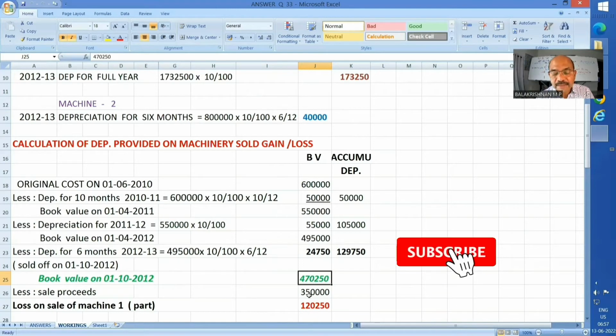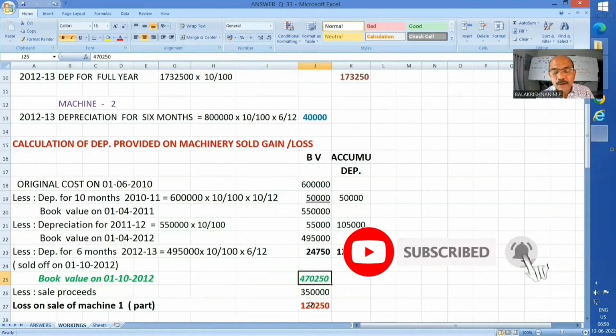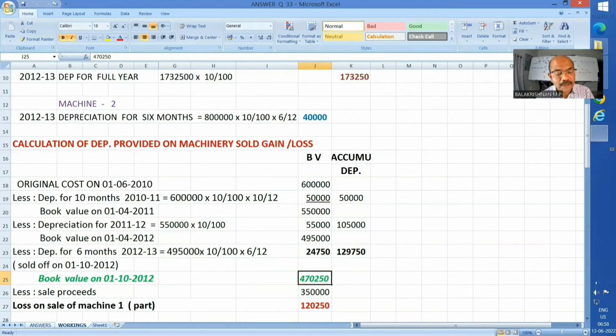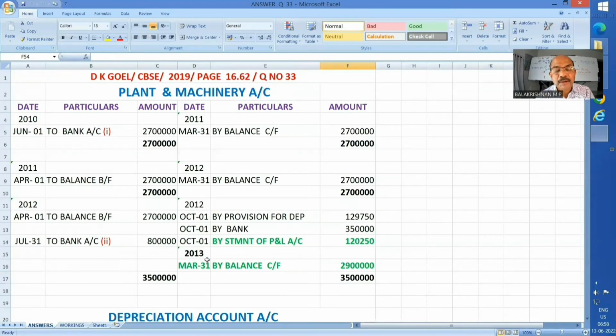Against that, we realized 3,50,000. Naturally, loss to the extent of 1,20,250. What's the entry for it? I have already explained to you. Statement of profit and loss account debit to asset or plant and machinery, plant and machinery is credited by statement of profit and loss 1,20,250.